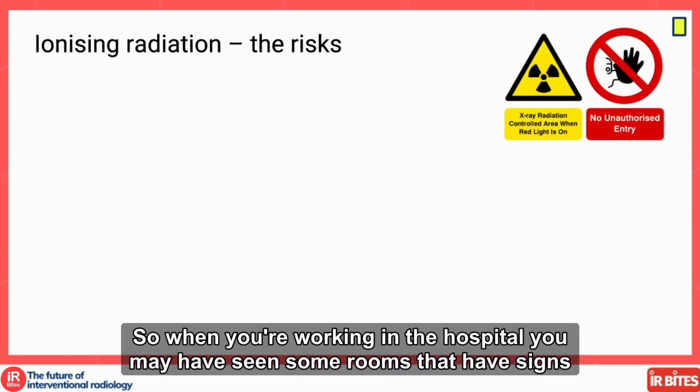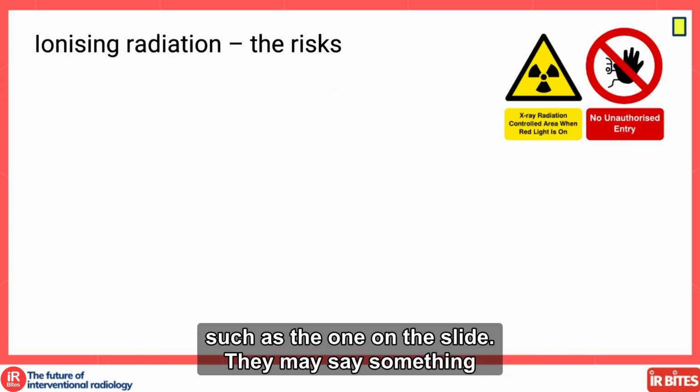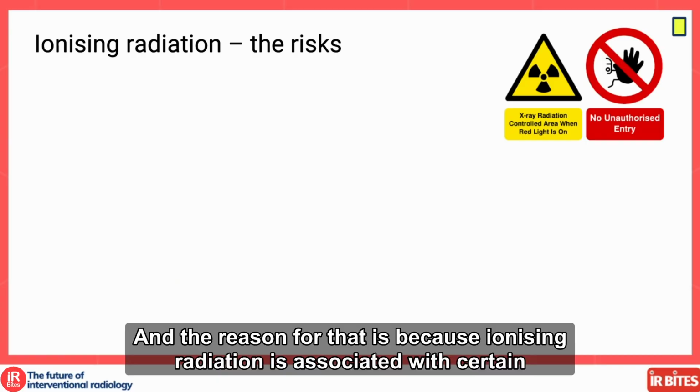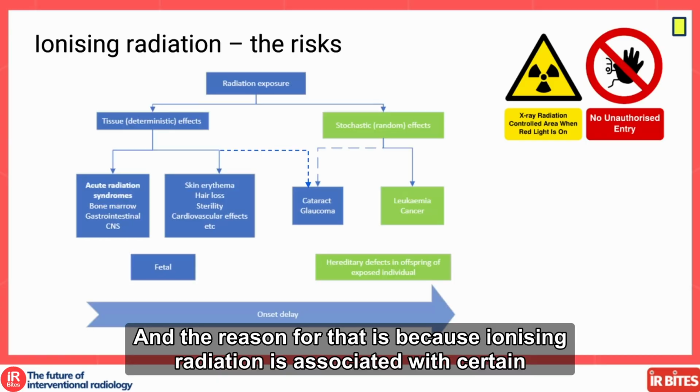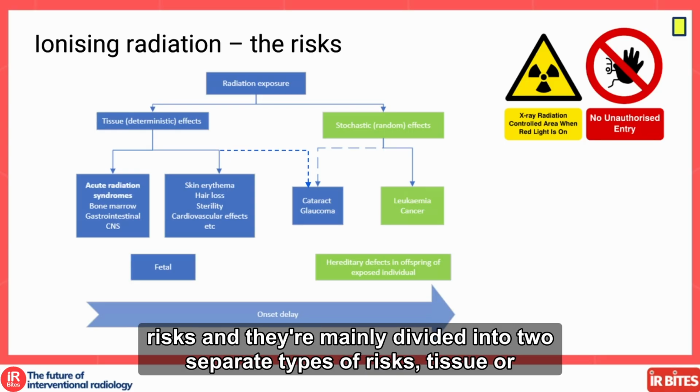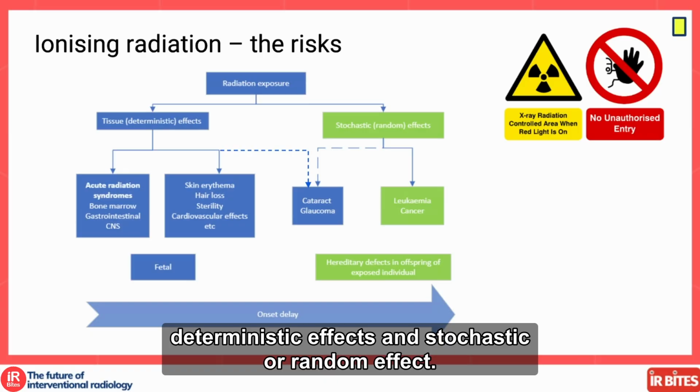When you're working in the hospital, you may have seen some rooms that have signs such as the one on the slide. They may say something like X-ray controlled area, no unauthorised entry. The reason for that is because ionising radiation is associated with certain risks. They're mainly divided into two separate types of risks: tissue or deterministic effects and stochastic or random effects.